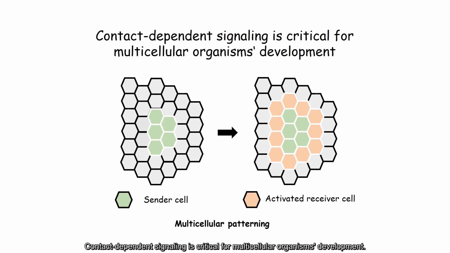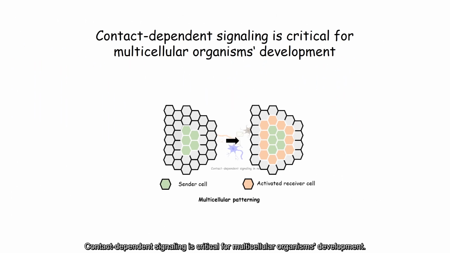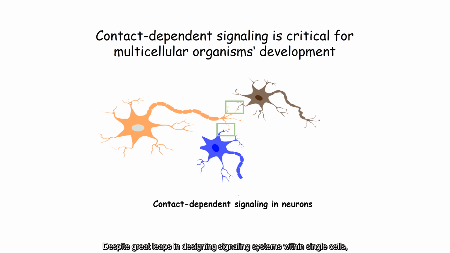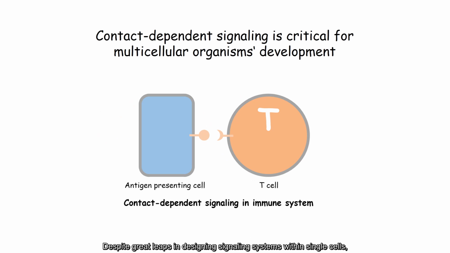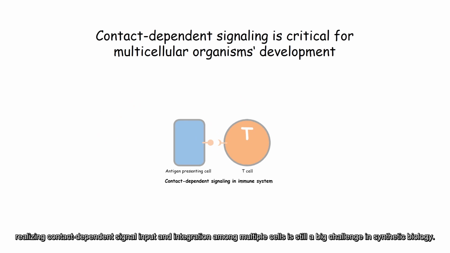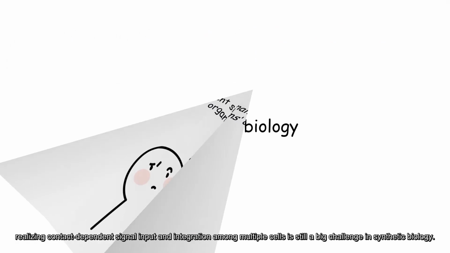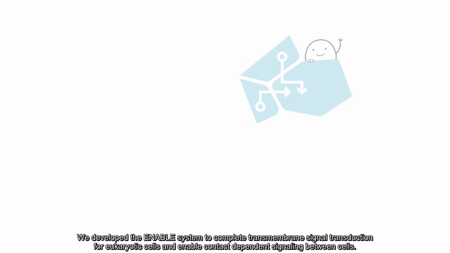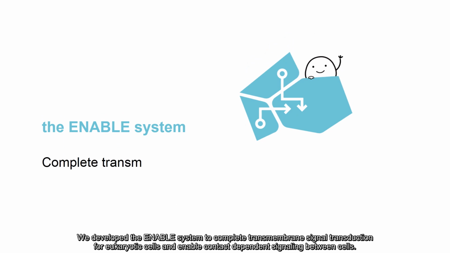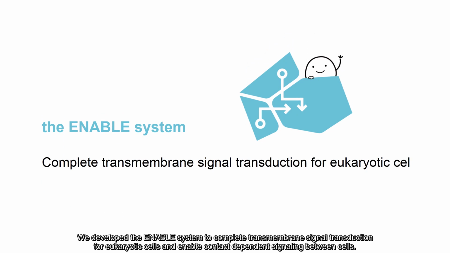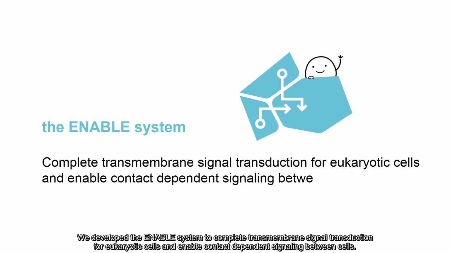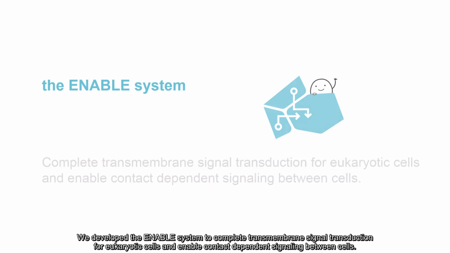Contact-dependent signaling is critical for multicellular organisms' development. Despite great leaps in designing signaling systems within single cells, realizing contact-dependent signal input and integration among multiple cells is still a big challenge in synthetic biology. We developed the Enable system to complete transmembrane signal transduction for eukaryotic cells and enable contact-dependent signaling between cells.